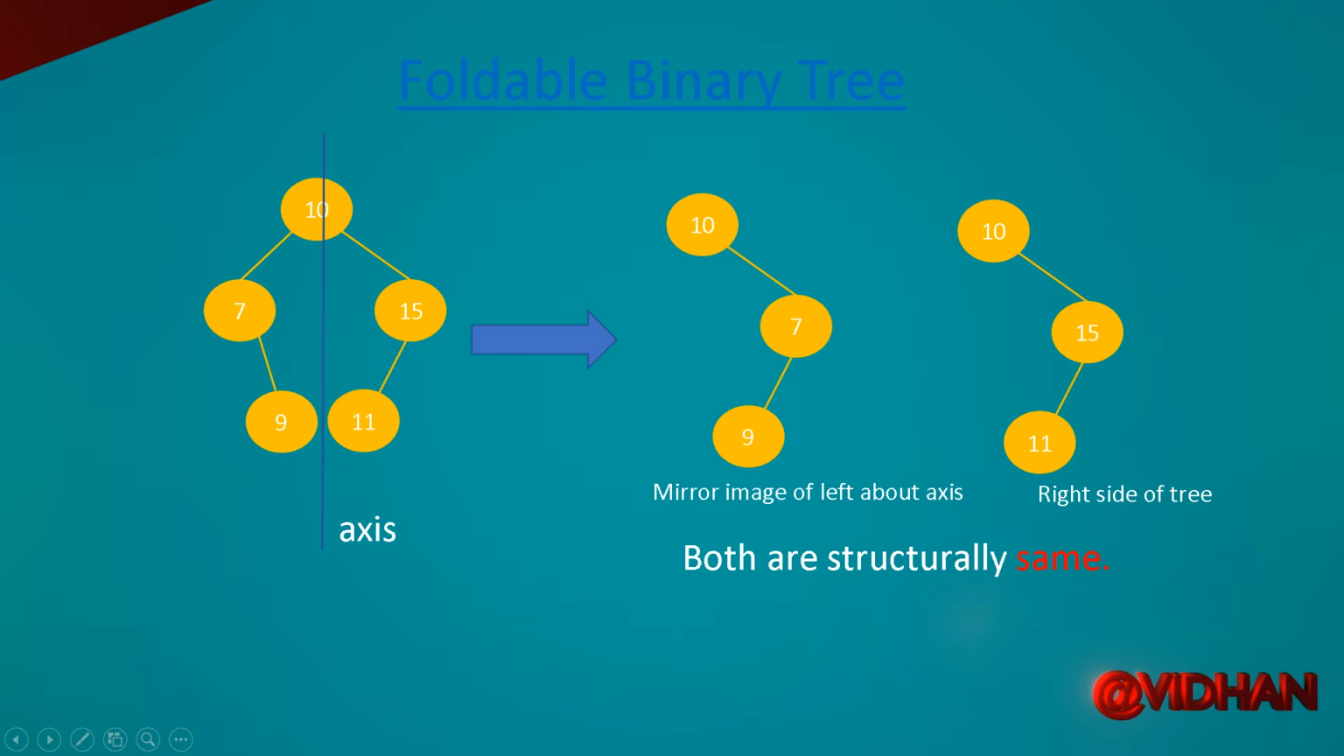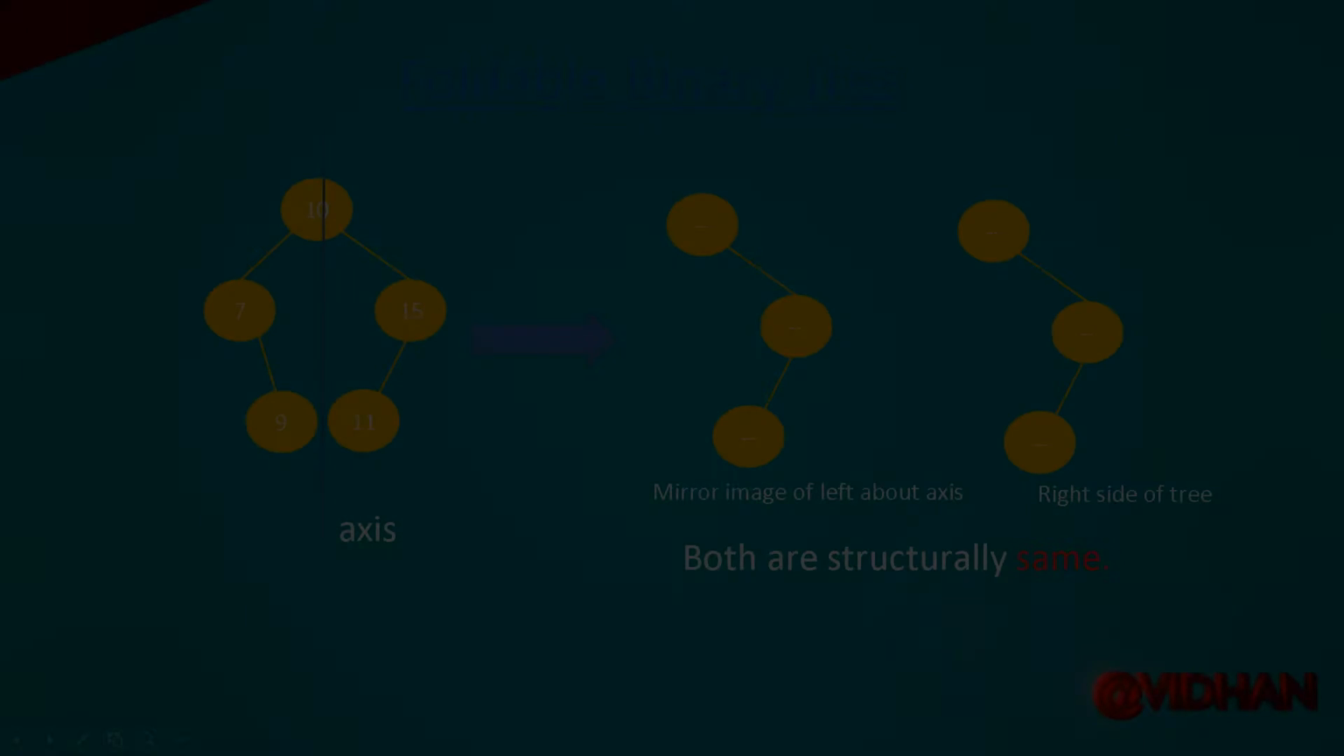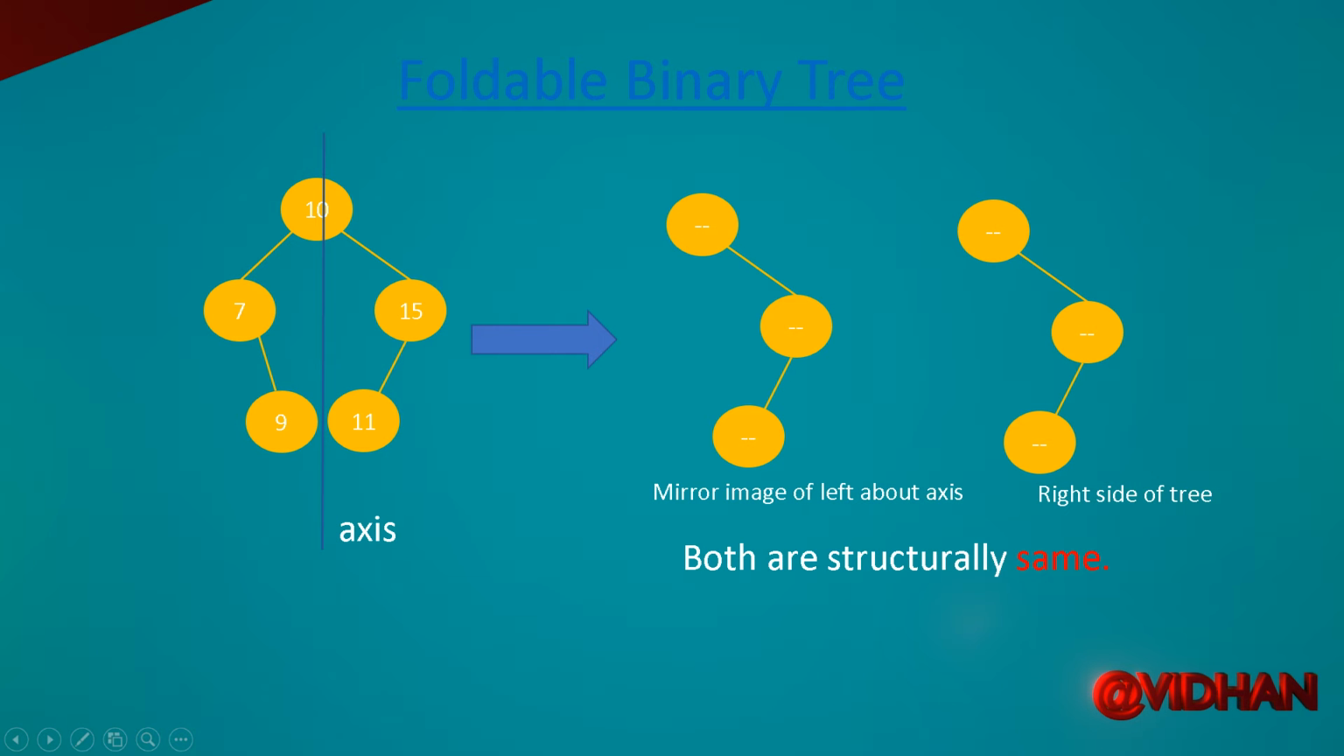Let's consider this as an example. If we take the mirror image of the left side with respect to the axis, we will get the same structure as the right side of the tree. Now let's consider we don't have any values stored in the nodes and look at the nodes again. Now it looks the same, right? So we have to figure out whether the nodes present in the tree are structurally the same or not.